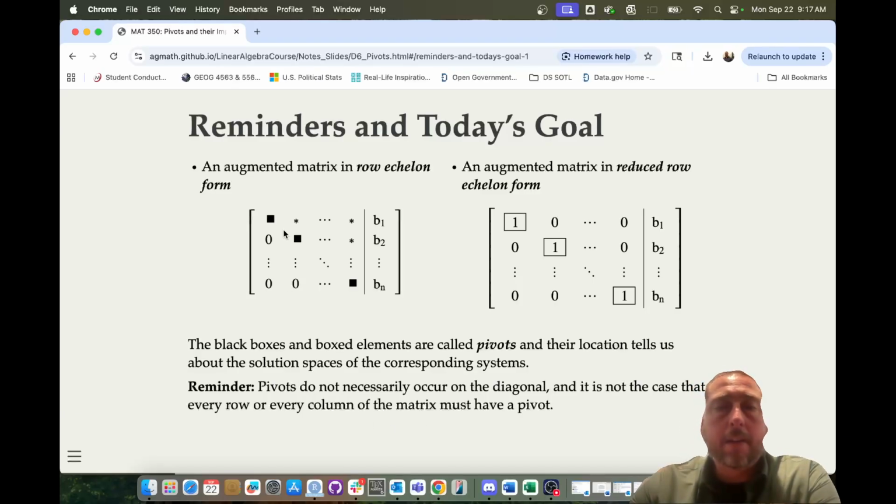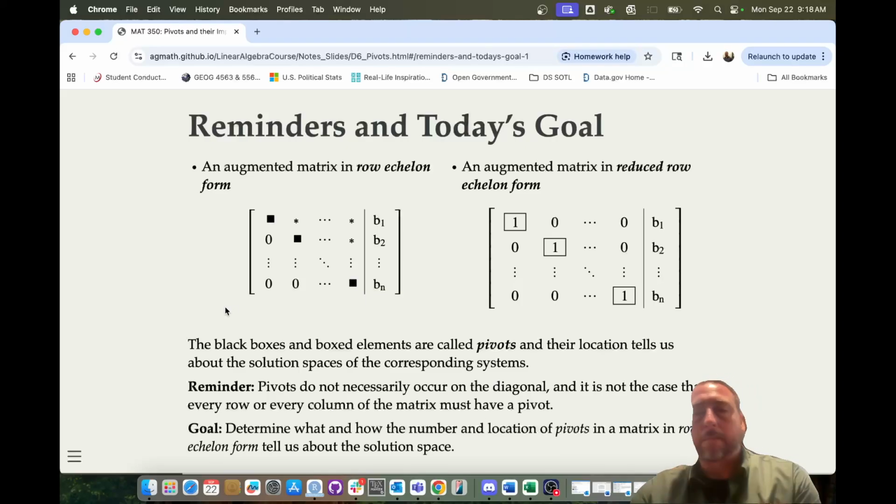So we talked through pivots. Again, a reminder: the images that I'm showing you here don't really make this explicit, but the pivots don't necessarily have to occur along the diagonal, and it is not necessarily the case that every row or every column in your matrix is going to have a pivot. In fact, analyzing which rows and columns have pivots in them, in particular which columns have pivots in them, is going to be how we determine the number of solutions in our system, and also the roles of the variables in those solutions if we do have them. All right.